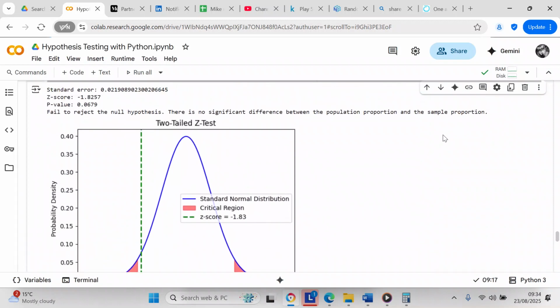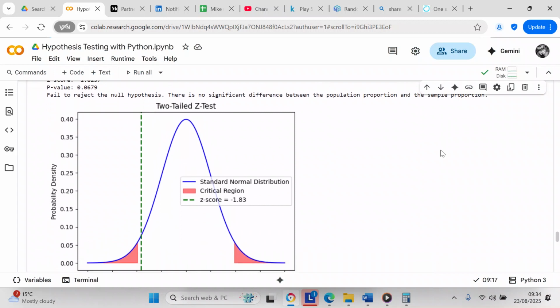So you've got your standard error of 0.0219089. You've got your z-score at -1.8257. You've got your p-value of 0.0679. Now the p-value is greater than the alpha of 0.05, so that means you're going to fail to reject the null hypothesis. There is no significant difference between the population proportion and the sample proportion.